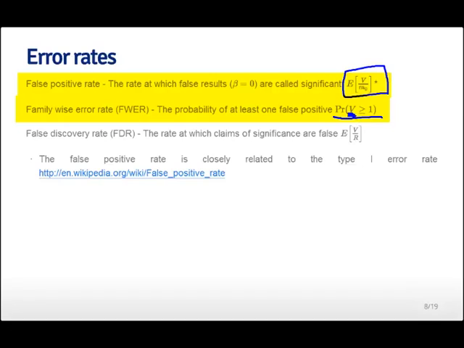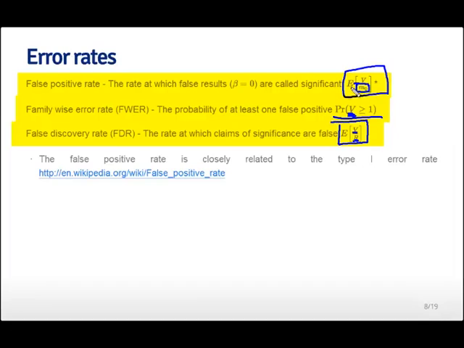The false discovery rate is a little bit different than the false positive rate in that it's the rate at which claims of significance are false. In other words, R of the times we're going to claim that beta is not equal to 0, and V of the time we're going to be wrong about that decision. So the expected value of V divided by R is actually just the rate at which our claims that there's a relationship are false. This is the false discovery rate, versus the false positive rate, which is the rate at which truly false results are called true.